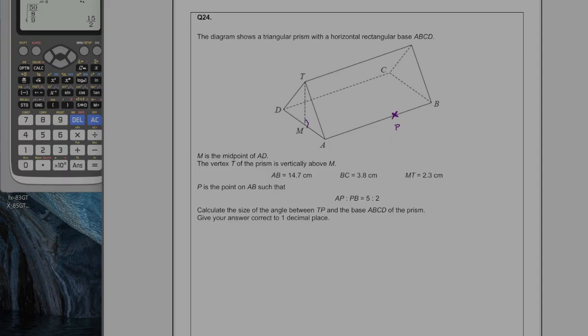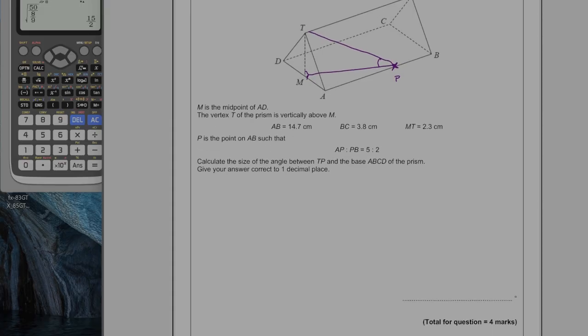Let's clear that up with a straight line, just to make it a bit more friendly. So we're after the angle between that and the base, so we're actually after that angle there. To do that, I'm going to treat it as 2 separate triangles. The first triangle I'm going to look at is going to be MAP.